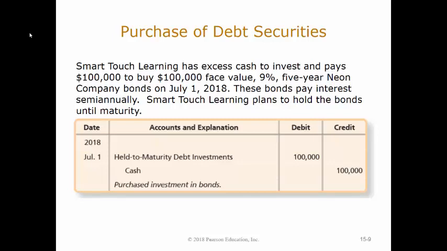So we debit held to maturity debt investments for the face value of the bond that we are buying. In this case, it's $100,000. And we're going to assume, because it's typical, that when we are buying this bond from another company, we are essentially just letting them borrow money from us. And therefore, we need to decrease our cash account by crediting it for that same $100,000.